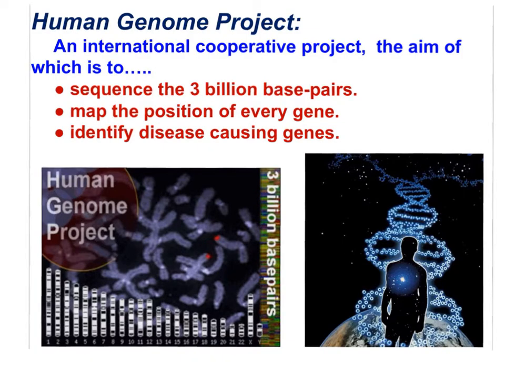The Human Genome Project was an international cooperative project with the aim of sequencing the 3 billion base pairs of the human genome. As well, the aim was to map the position of every gene in the human genome and identify disease-causing genes. The Human Genome Project was completed in 1999-2000.